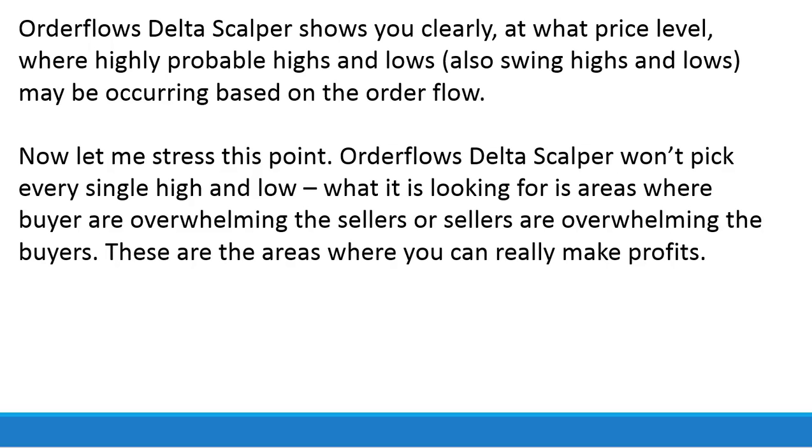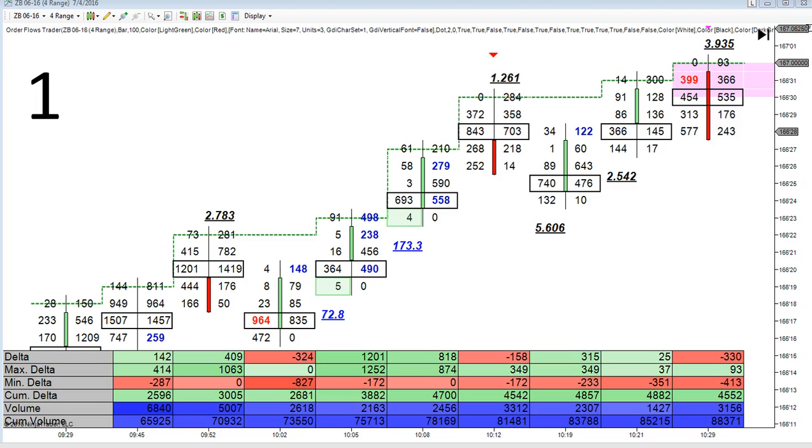What it's looking for are areas where buyers are overwhelming sellers or sellers are overwhelming the buyers. Those are areas where you can make profits. It's those areas, where one side is overwhelming the other, that oftentimes is where the shift in supply and demand is occurring. Okay, so let's just jump into a bunch of charts here.